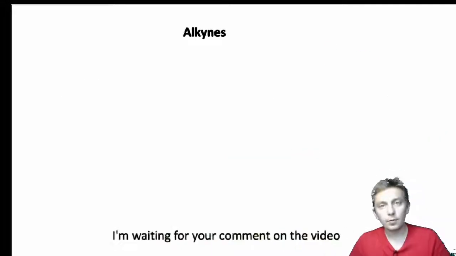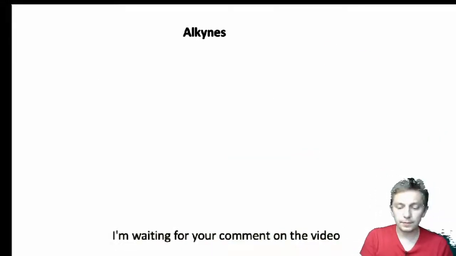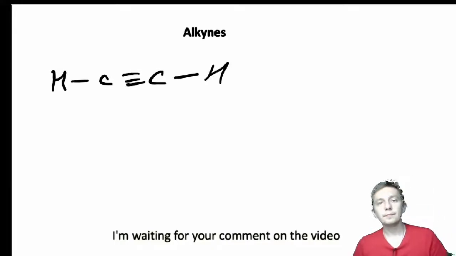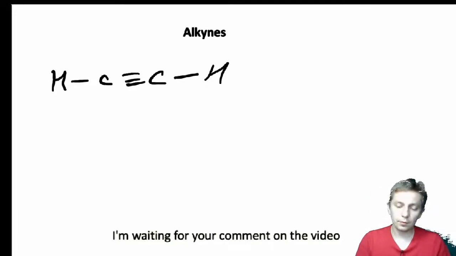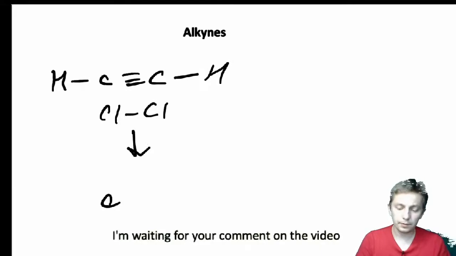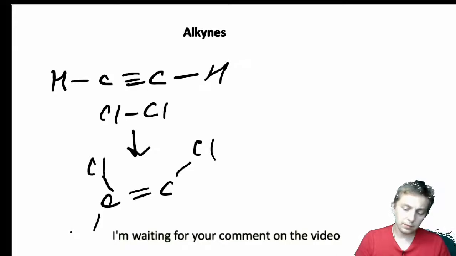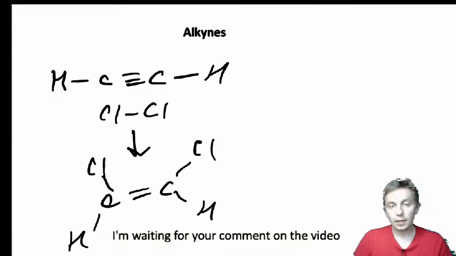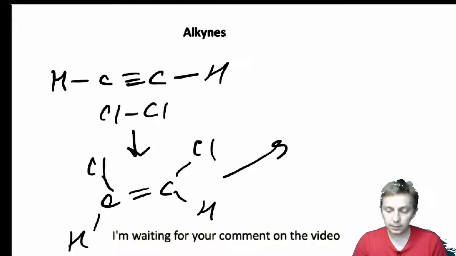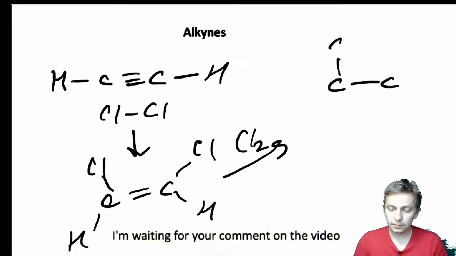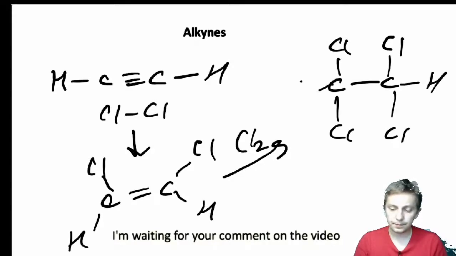Alkynes, more rare, but also important, are involved in addition reactions. And we have several options. At first, it can add chlorine, for example, and form dichloroethene. And we add more chlorine and form tetrachloroethane.